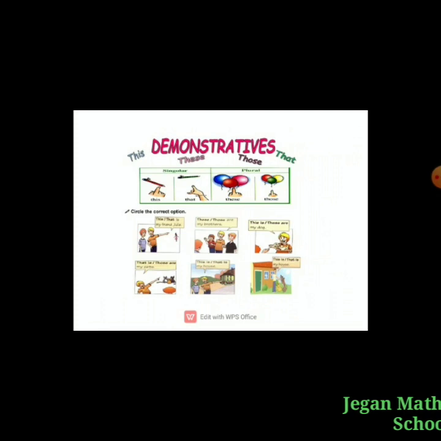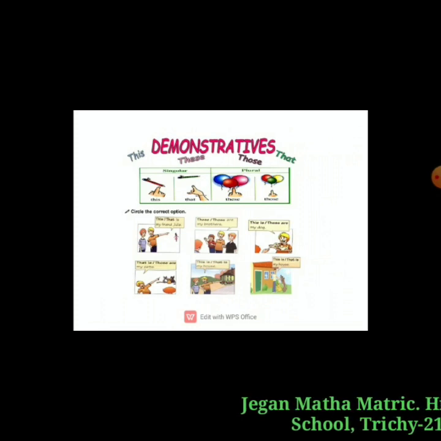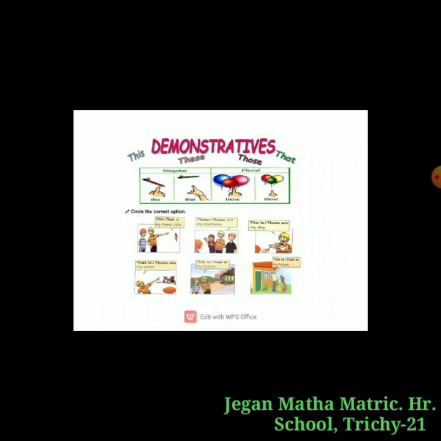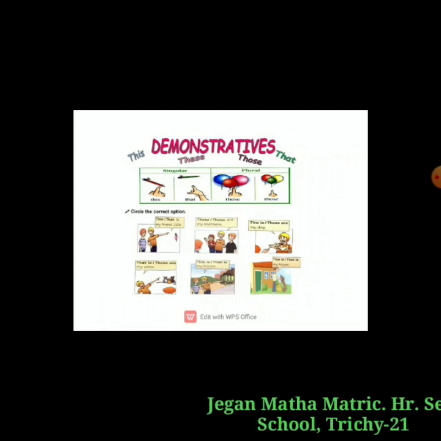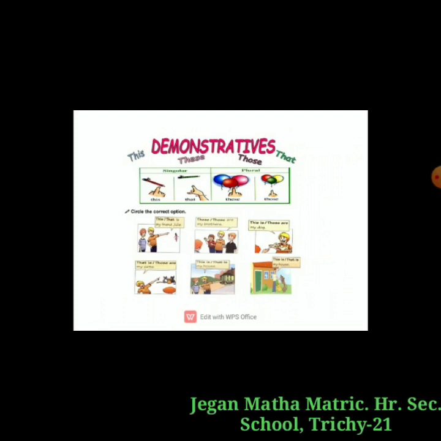Circle the correct option. This or that is my friend Julie. So that, some distance, that is my friend Julie. These are, those are my brothers. So those are my brothers. Some distance, so we can use those.